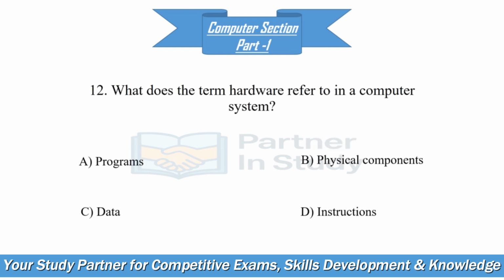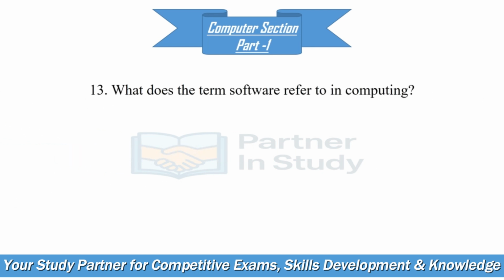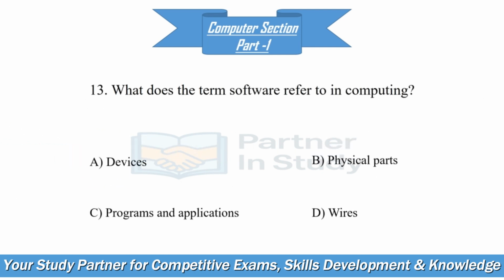What does the term hardware refer to in a computer system? The right option is option B, physical components. What does the term software refer to in computing? The right option is option C, programs and applications.